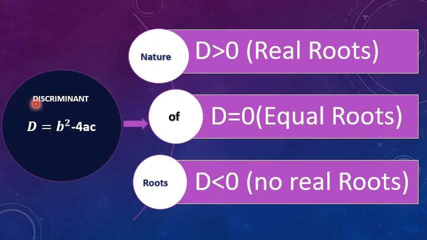So let us come to the concept of discriminant. D equals b square minus 4ac. Here b is the coefficient of x, a is the coefficient of x square and c is the constant term.